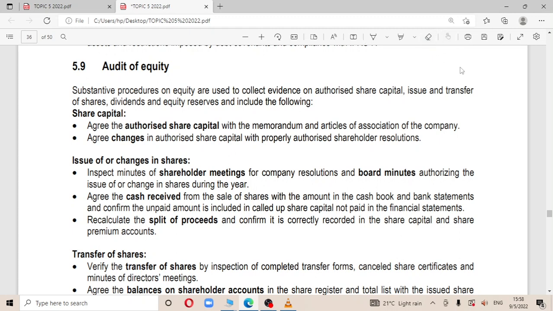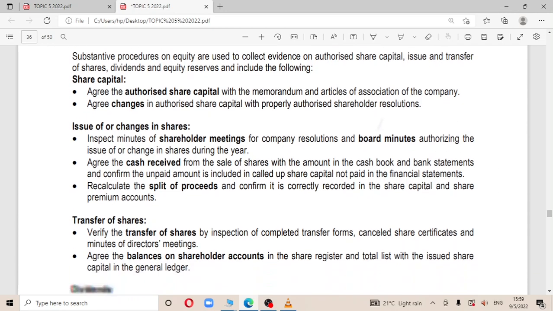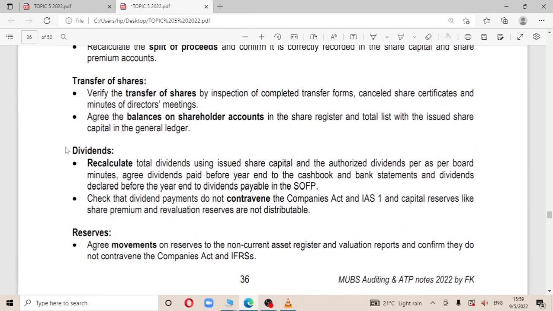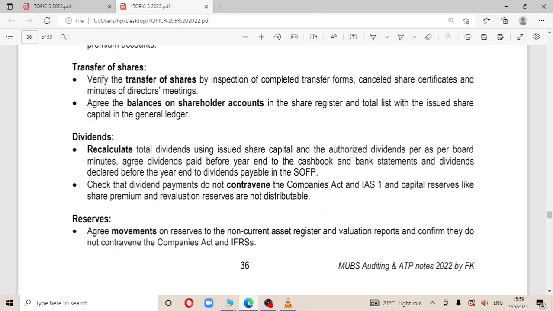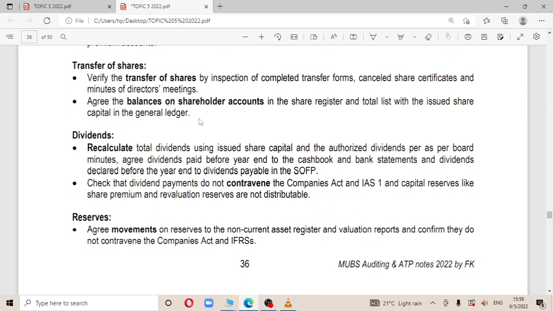Also agree the balances on the shareholder accounts in the share register, and the total list with the issued share capital in the general ledger. They should be the same. So this is what you studied in year 2 under company accounts, and that's what you're basically just verifying, whether it's being done correctly or not. So if you've already forgotten your accounting too, you need to get back to the book and remind yourself.